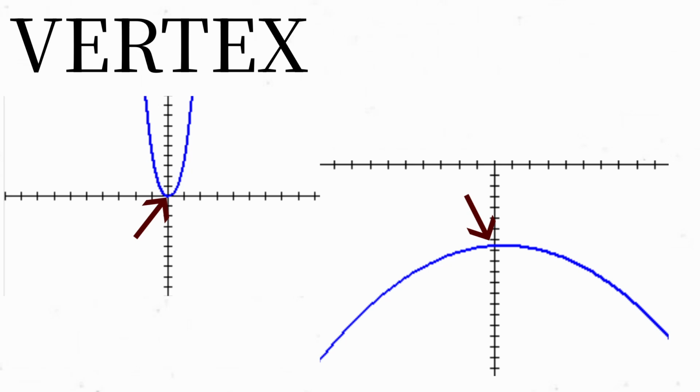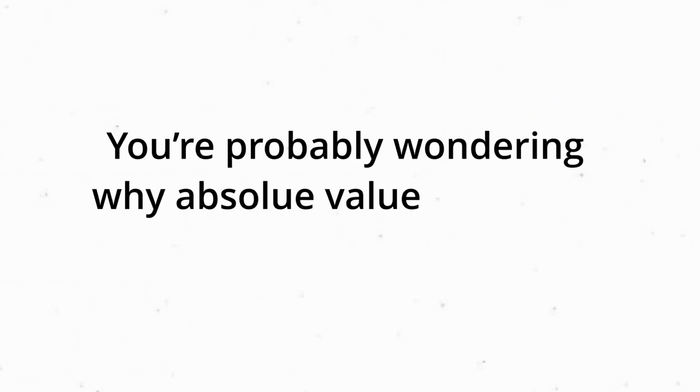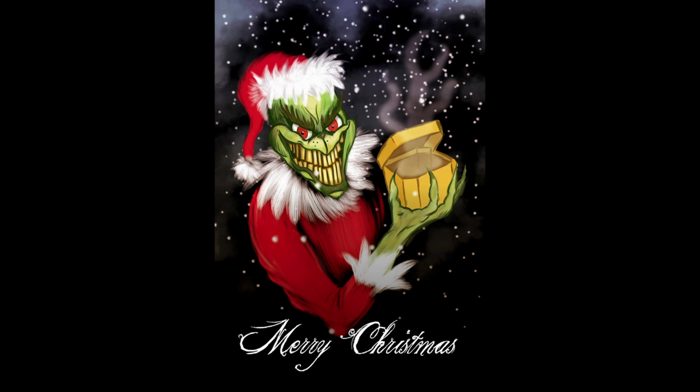Because h comma k is the vertex of the parabola, the lowest or the highest point, depending on which direction it opens. Just like quadratic functions, absolute value functions also have a vertex at h comma k. And just like quadratic functions, the a value acts as an opening direction signal and a vertical stretcher. You're probably wondering why absolute value functions look like a V. If you're not, Merry Christmas, I'm going to explain anyway.